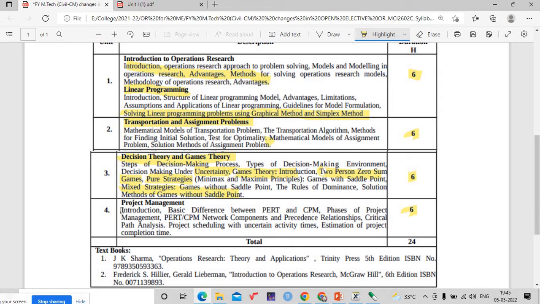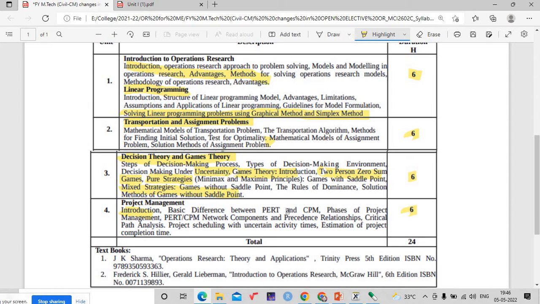And in project management, we will be handling certain case studies, which include PERT analysis. PERT is nothing but Program Evaluation and Review Technique, and the CPM network components also. CPM stands for the Critical Path Method. So that also we will be including here. Different phases in project management and different types of analysis using the PERT and CPM methods we will be looking into. Estimation of the project completion time also we will be looking at here.